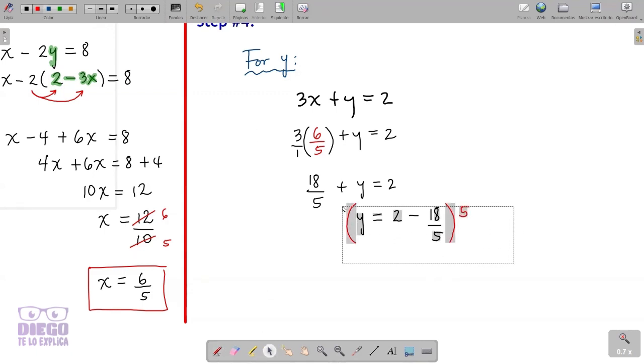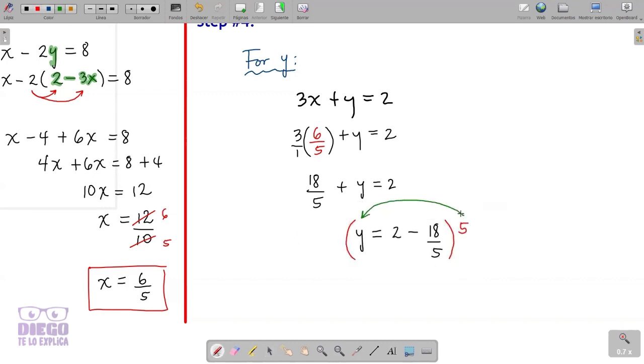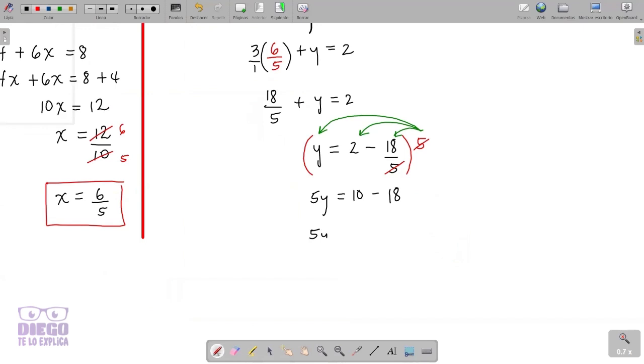Just remember that that 5 will multiply all the terms inside the parentheses. So, 5 times y, 5y, 5 times 2, 10, minus 5 times this fraction, so we can simplify in cross. And the answer here is 8. So, 5y equals 10 minus 18, which is minus 8. Isolating y, passing the 5 dividing, the answer is minus 8 over 5.